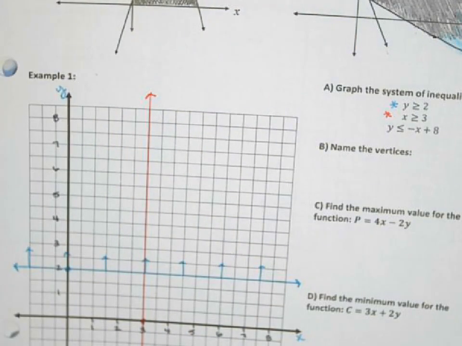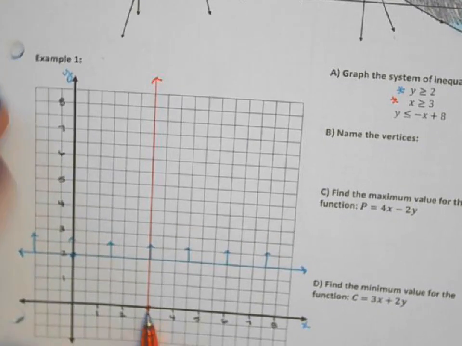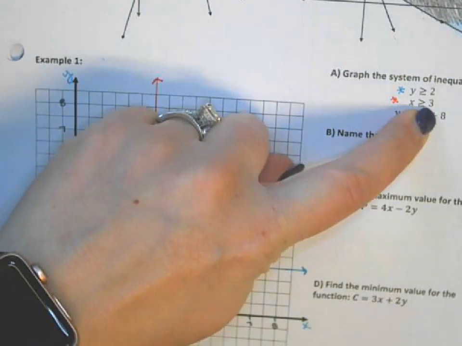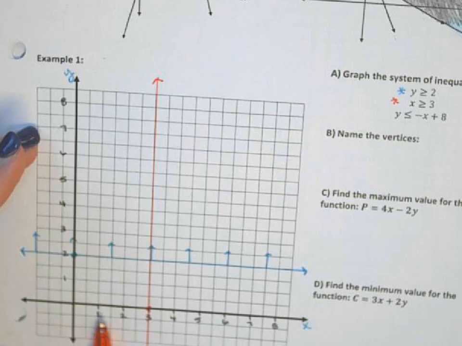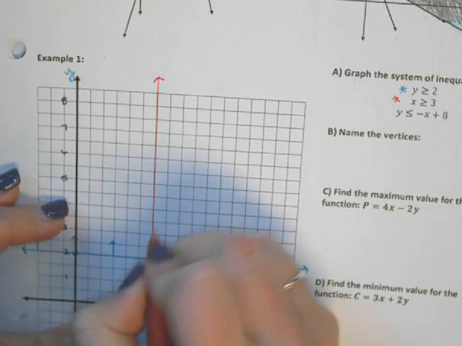Now this is the only one that we look to left or right. So if we put our pen on x here, it says x is greater than or equal to 3. So is it greater to the left or is it greater to the right? To the right. The right numbers are larger, so we're going to be shading this one to the right.